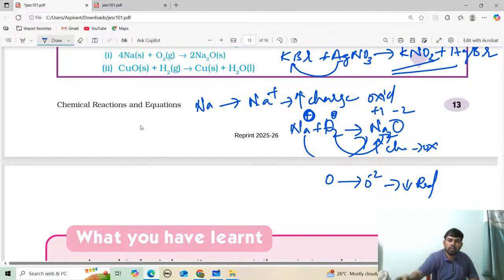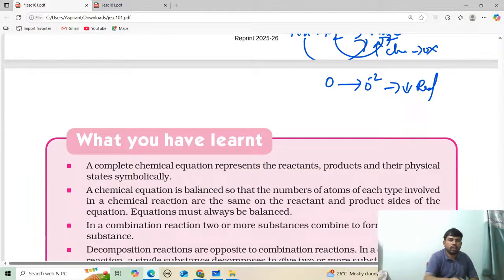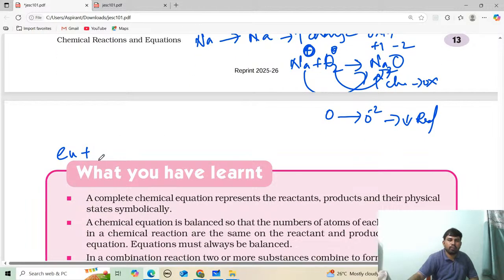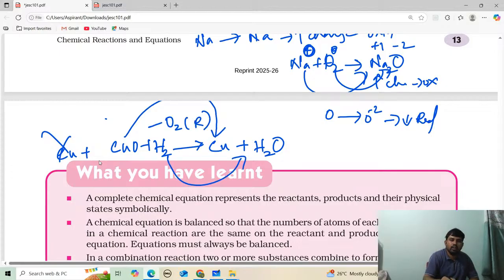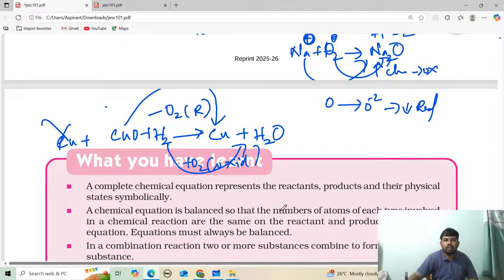Similarly, one more example I'm writing here: CuO plus H2 gives rise to Cu plus H2O. You can see what happened from here to here: removal of oxygen is called reduction. Similarly, from here to here, addition of oxygen is called oxidation. In this way you can understand this concept that we discussed about these questions.